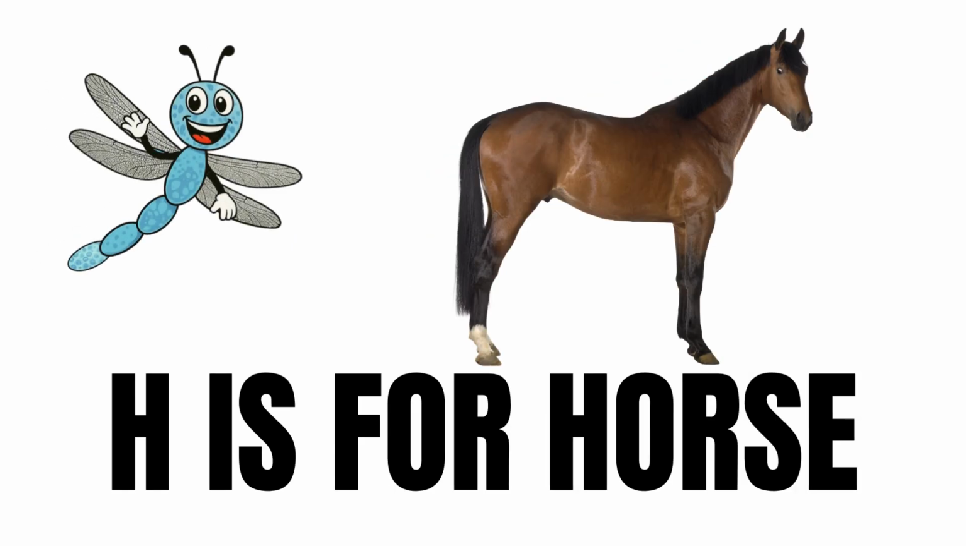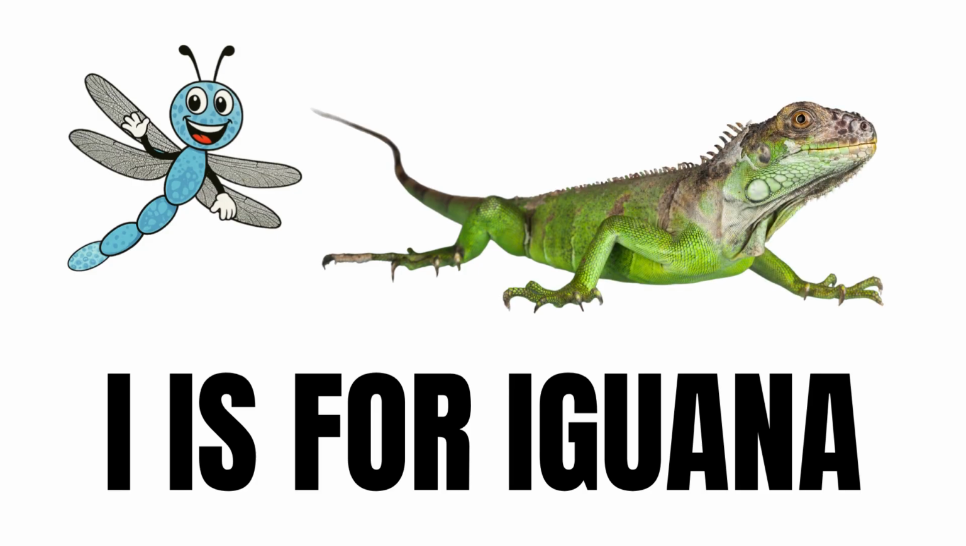H is for horse. Where is horse? Where is horse? Give him a neigh neigh neigh neigh. There he is, there he is. I is for iguana. Where's iguana? Where's iguana? Give him a crawlity crawl slow slow. There he is, there he is.